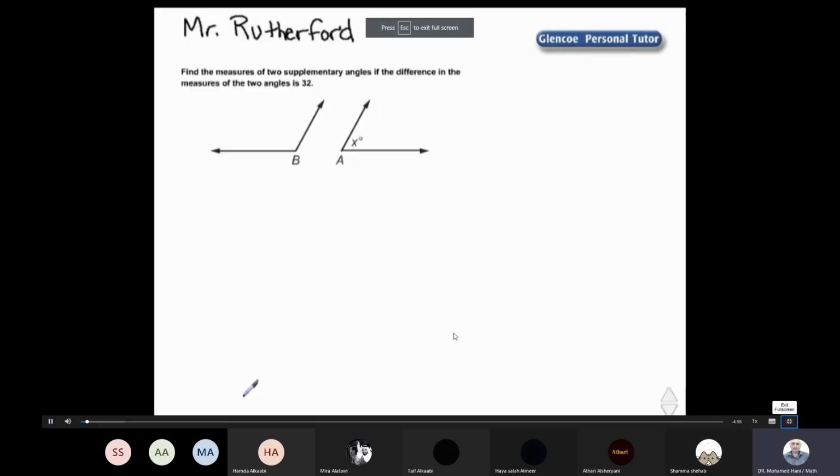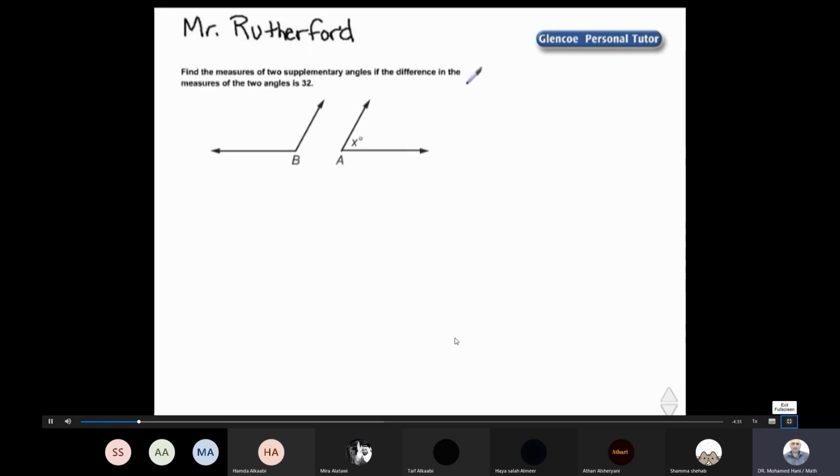Hi, this is Mr. Rutherford. In this problem, we will learn about angle measures. Find the measures of two supplementary angles if the difference in the measures of the two angles is 32. Notice here in our diagram we have an angle B and an angle A. In the sentence above, it says that we have two supplementary angles.